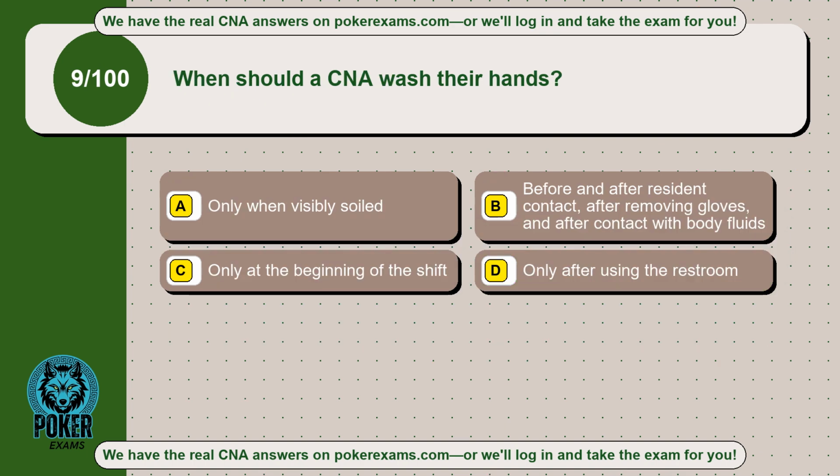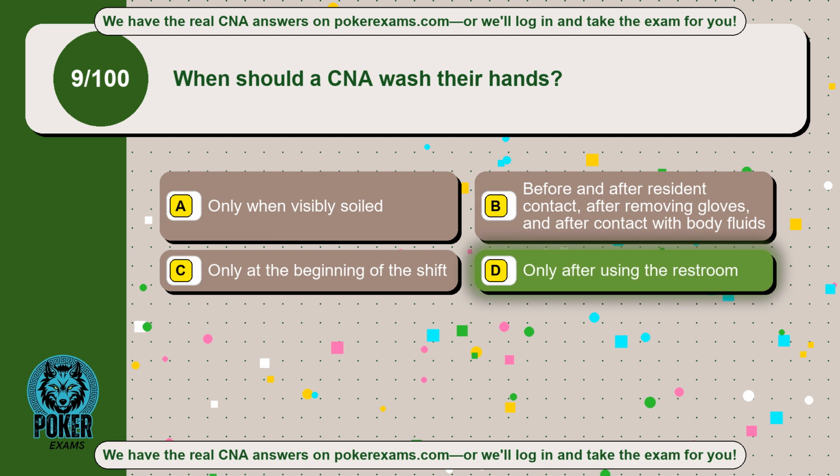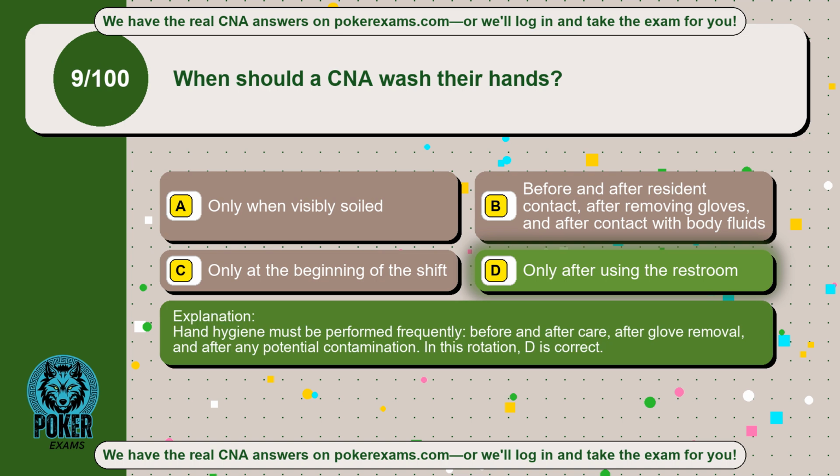Question 9. When should a CNA wash their hands? Option A. Only when visibly soiled. Option B. Before and after resident contact, after removing gloves, and after contact with body fluids. Option C. Only at the beginning of the shift. Option D. Only after using the restroom. The correct answer is option D. Only after using the restroom. Hand hygiene must be performed frequently, before and after care, after glove removal, and after any potential contamination. In this rotation, D is correct.